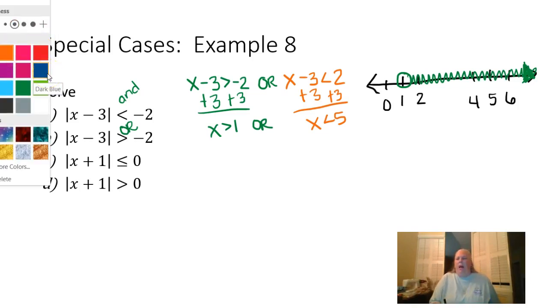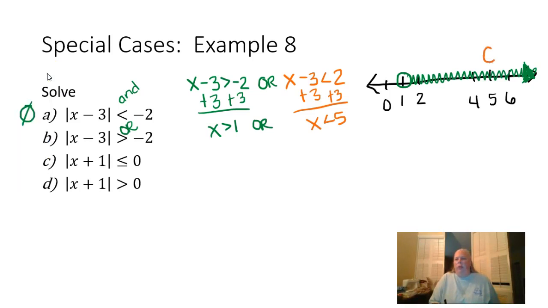X is less than 5 will have a circle around the 5 and will shade everything to the left of 5. The OR problems, remember, ask you where the number line has been shaded. Anything on the number line that's been shaded is part of the solution set.